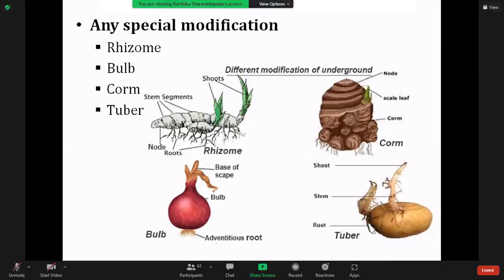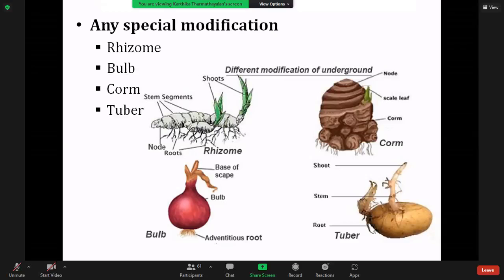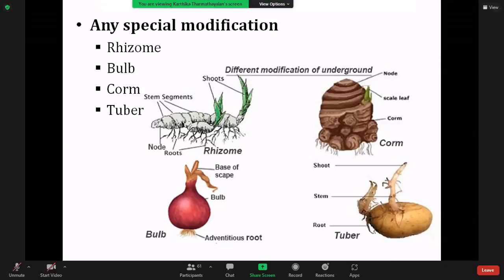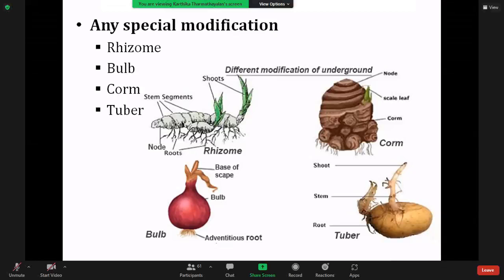The next one is the corm. That is the same as the rhizome. They are also an underground stem modification, but they grow in a vertical direction. Rhizomes grow horizontally, but these corms grow vertically. The condensed form of these rhizomes is the corm. They grow vertically, and they also have nodes and internodes. The example is colocasia.